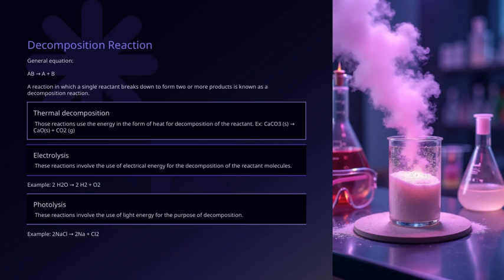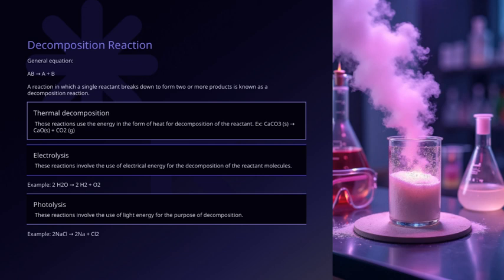Then there's thermal decomposition, where heat is the driving force. For instance, calcium carbonate, CaCO3, when heated, decomposes into calcium oxide, CaO, and carbon dioxide, CO2. This demonstrates how heat energy can cause certain compounds to break apart.